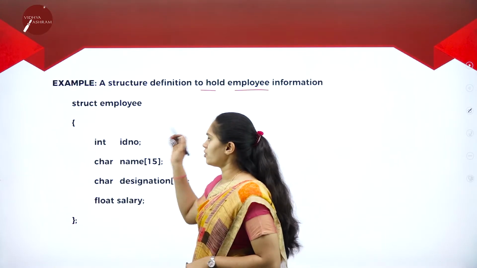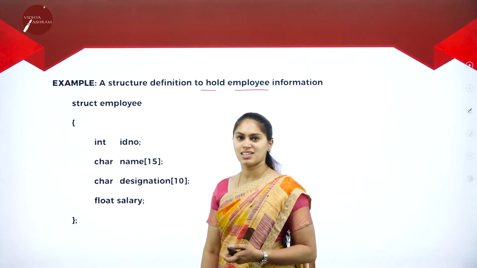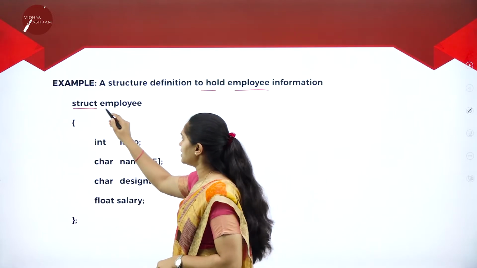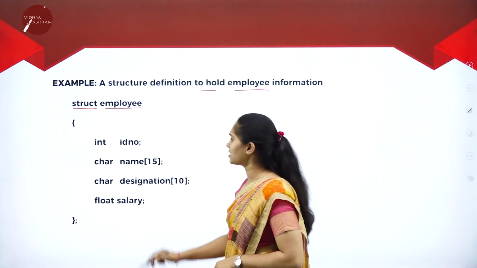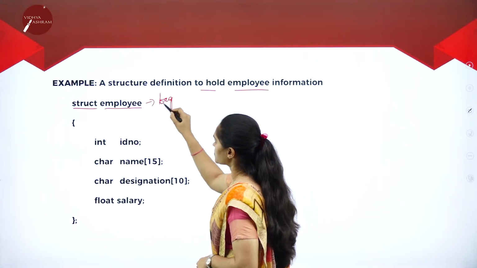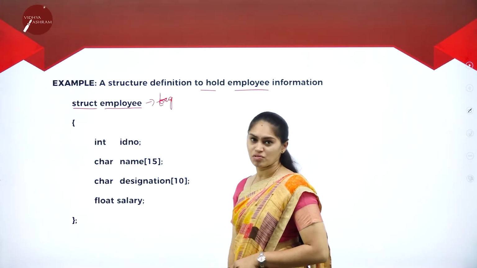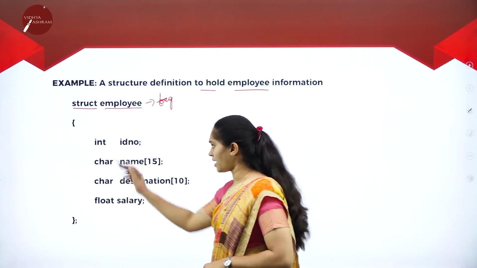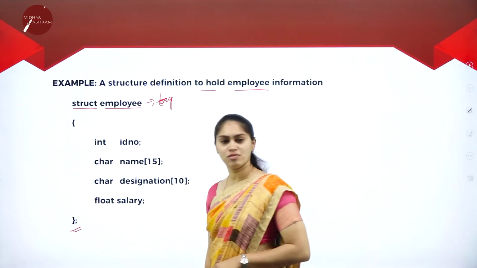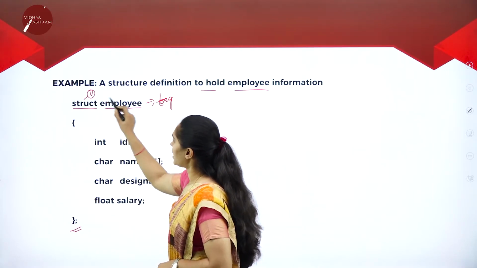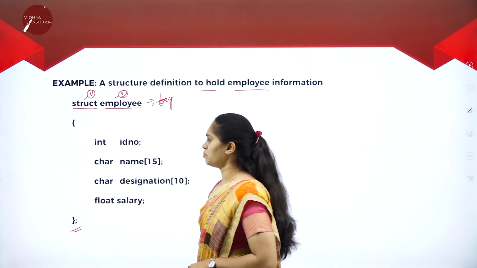Here, what was the first keyword that I discussed in the definition? That is struct. Struct is a keyword and this is employee. What is this? This is the name of a structure, which I can call a tag. That specifies the name of the structure, and I have an opening and closing curly brace. At the end of the braces, I should not forget to put the semicolon. So this is the first point, and the name of the structure is the second point.